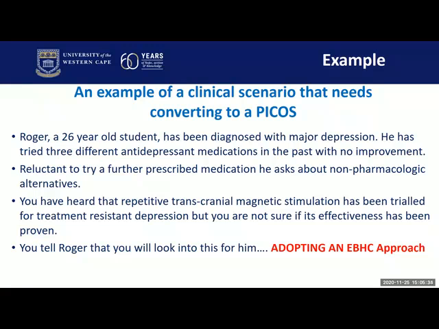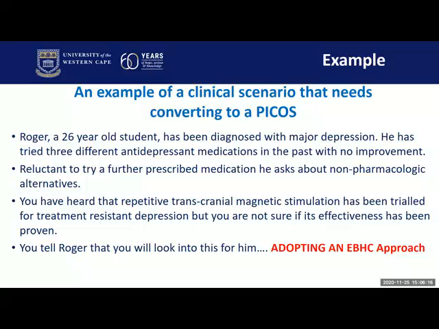So you can always use them in future. Let's get to an example just to make things a little bit closer to home for you. Here we have a patient, and his name is Roger. He's a 26-year-old student. He's been diagnosed with major depression. He has had 3 different antidepressant medications in the past with no improvement. He's reluctant to try a further prescribed medication, and he asks about non-pharmacologic alternatives. You've heard that repetitive transcranial magnetic stimulation has been trialed for treatment-resistant depression, but you're not sure if its effectiveness has been proven. You tell Roger you will look into this for him and get back to him.